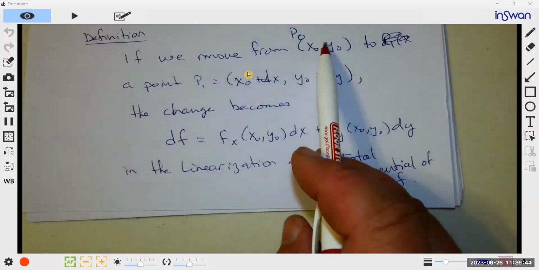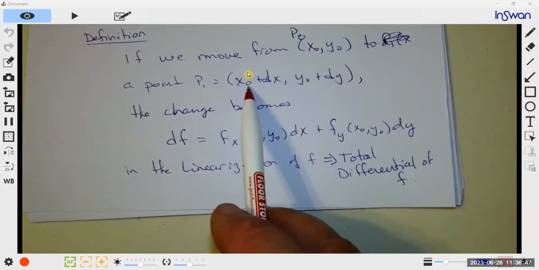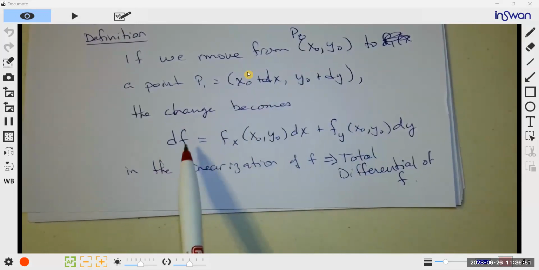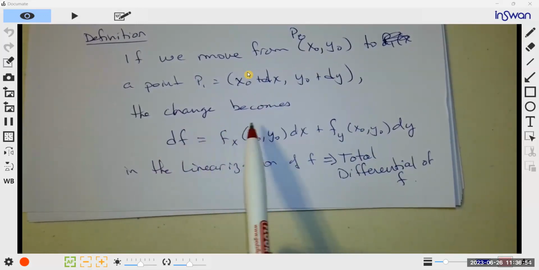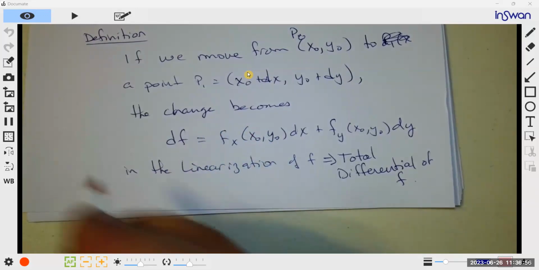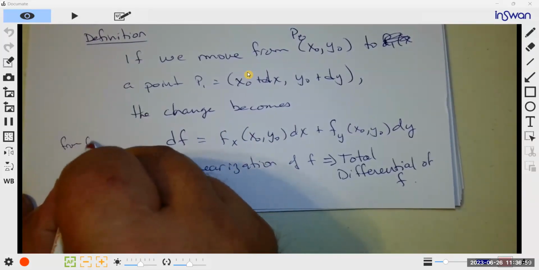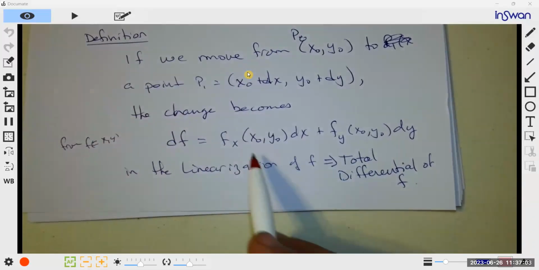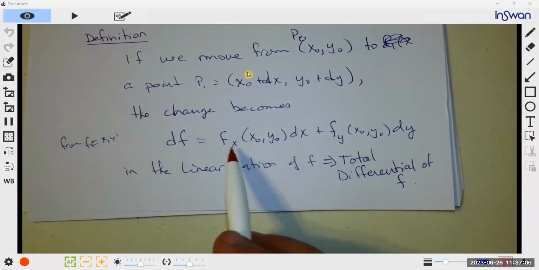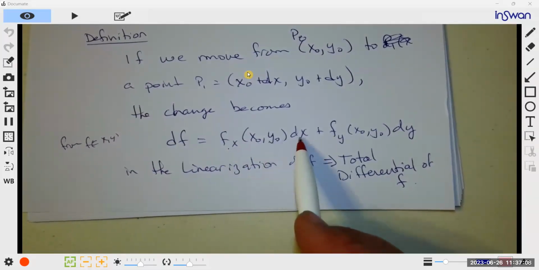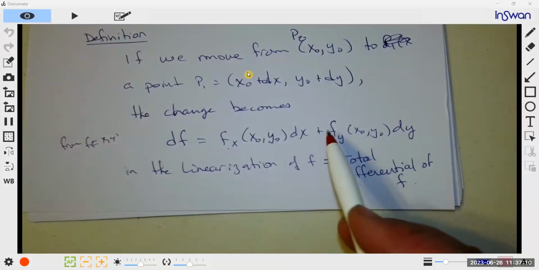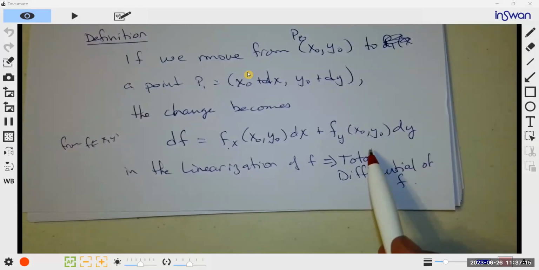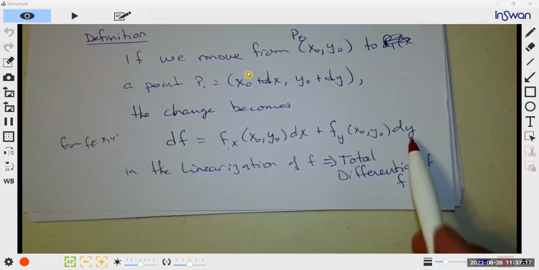So if we move from an initial point to another point nearby, you start with x sub 0, you move some delta x. The change in f from some point x, y to these new points is the partial derivative of f at the initial point times its change, that's the horizontal change, and then the vertical change, the partial of f with respect to y times the change dy.